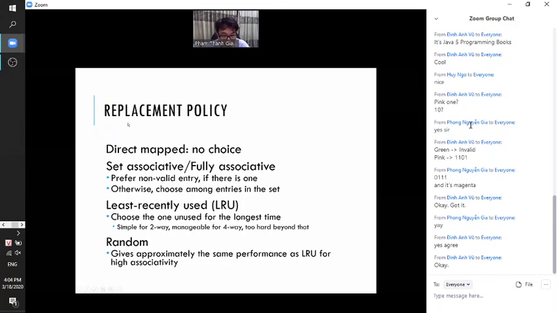However, the replacement policy is not applied to direct map, because for direct map we have only one place for storing the block from main memory to the cache. So it means there is no choice. We don't need any policy when we need a place to store a value from memory. We have only one place. So anything in this place will be replaced, and there is no choice.